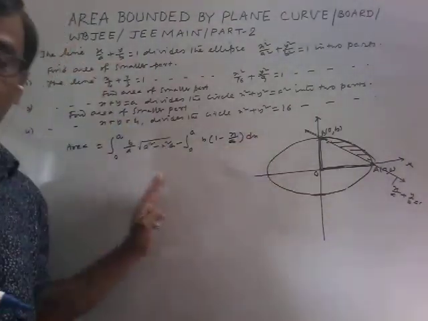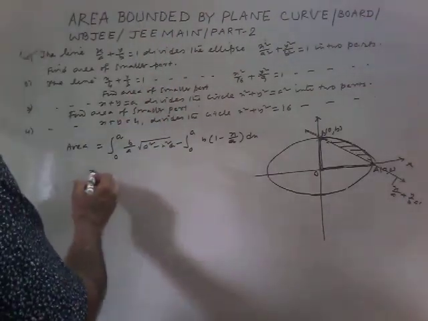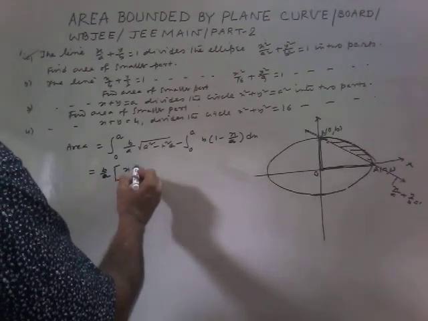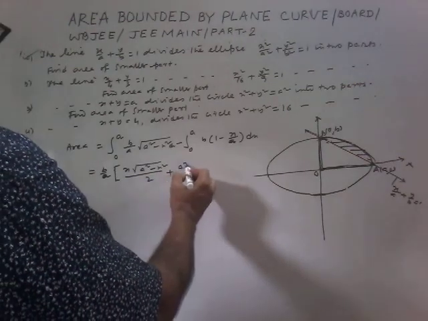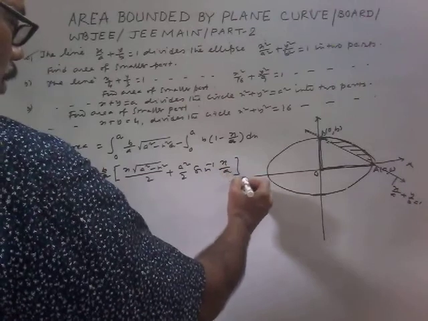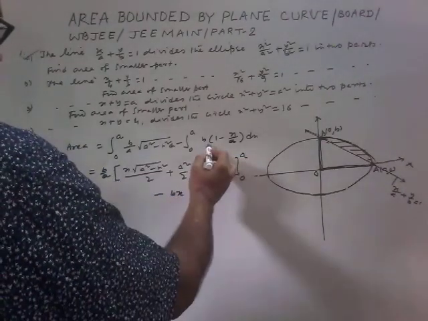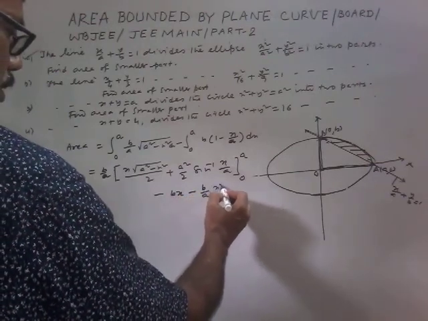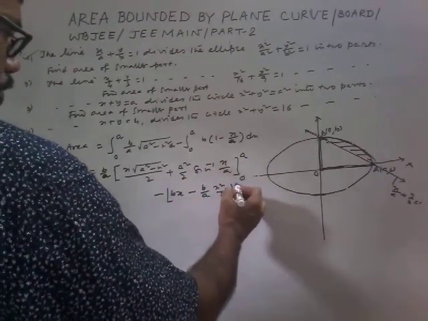If it is a problem of board, then we solve in this way. So b by a is outside. This is a well known integration. You have to recall always this one: x by 2 root a square minus x square plus a square by 2 sine inverse x by a, 0 to a, minus bx minus b by a x square by 2. This one also 0 to a.